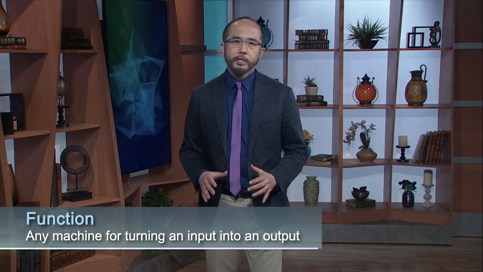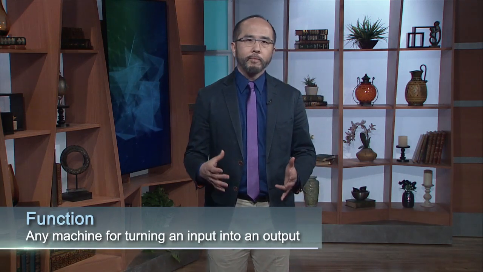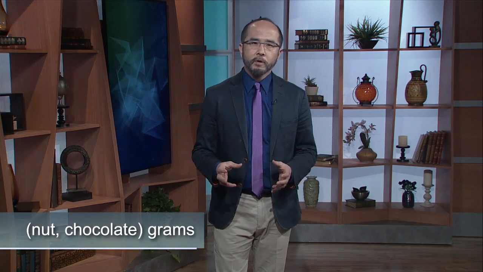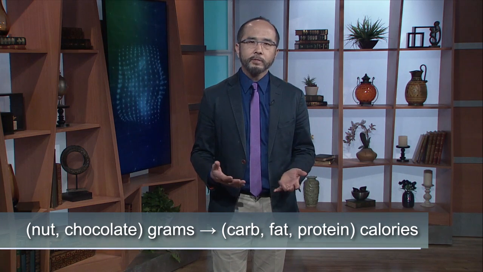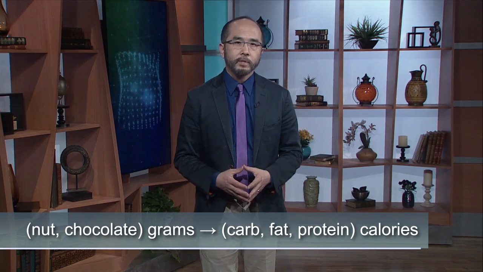We shall see. First, we need to develop some terminology for working with functions. A function is any machine for turning an input into an output. We're mostly concerned with the case where the inputs and the outputs are sets of numbers, which we can think of as vectors. Perhaps the inputs are like a vector of quantities, like grams of nuts and chocolates, and the outputs are numbers, like calories of carbohydrates, fats, and protein. That would be a nutrition function from R2 to R3.